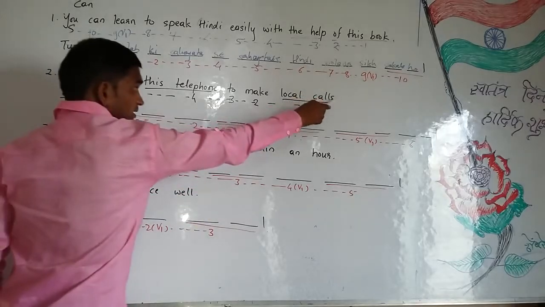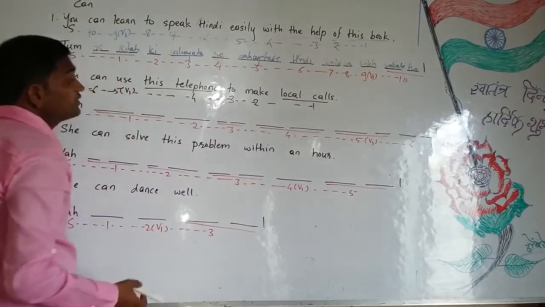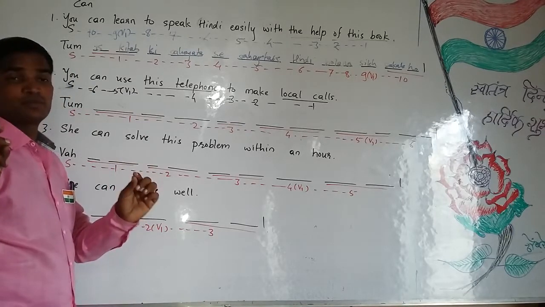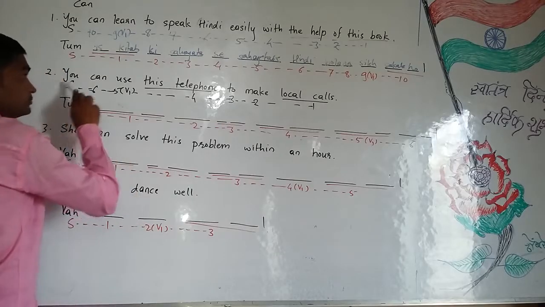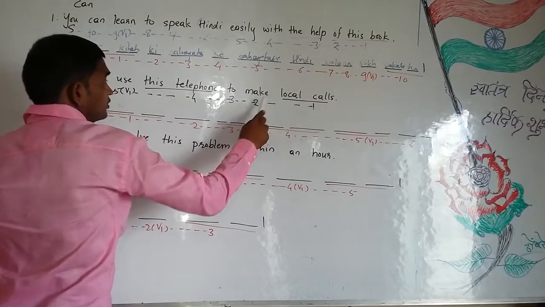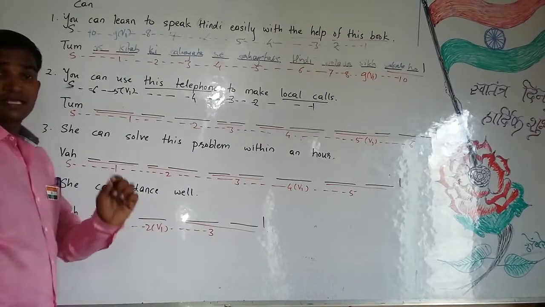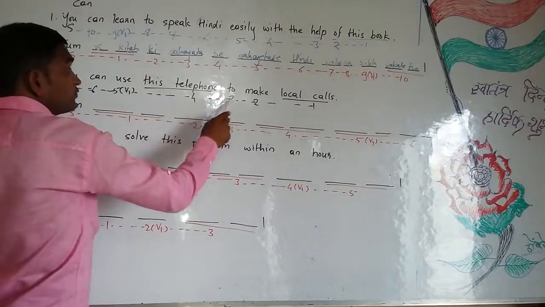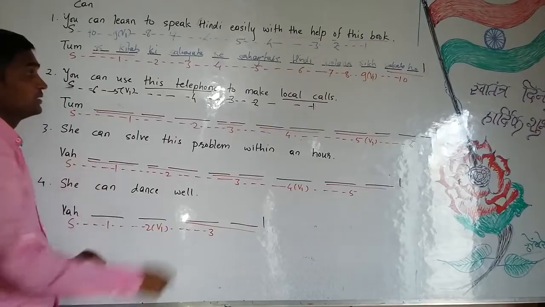At the end of the sentence, above one is local calls. The Hindi word for local calls is sthanik calls. Sthanik means local. Tum sthanik calls. Before one, above two is make. The Hindi word for make is karne. Karne means make. Before two, above three is to. Ke liye. The Hindi word for to is ke liye.